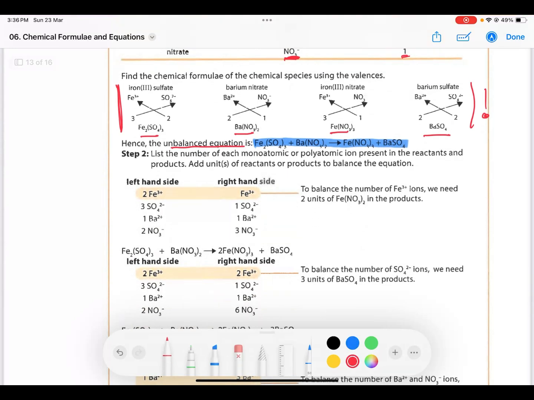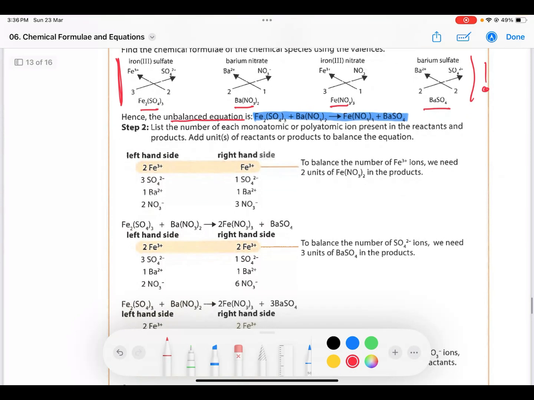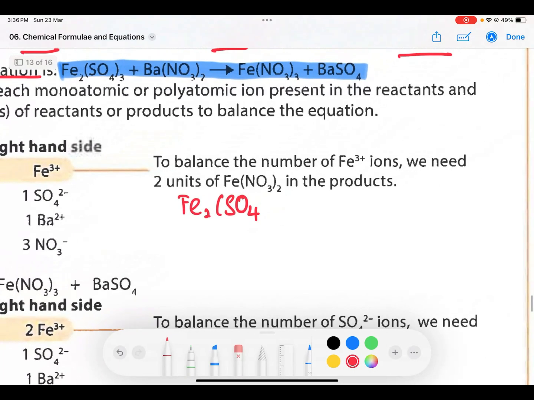So instead of writing left hand side, right hand side, let me show you how I normally do it. I'm going to write Fe2(SO4)3 plus Ba(NO3)2 gives me Fe(NO3)3 plus BaSO4.